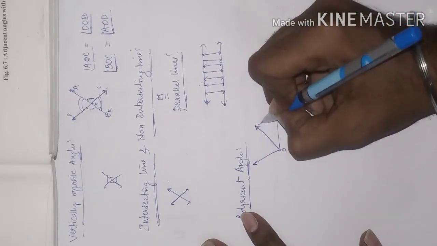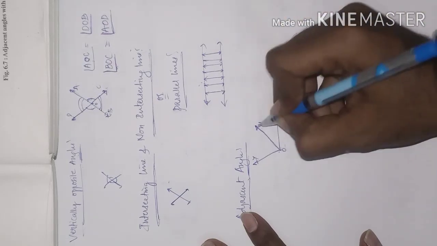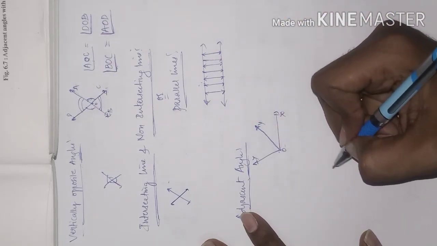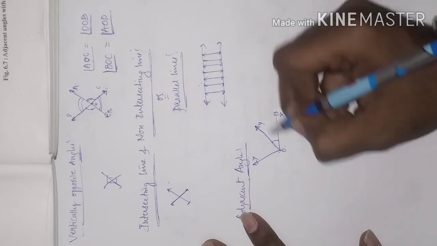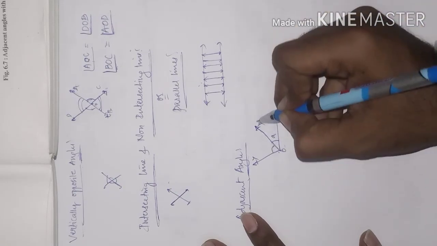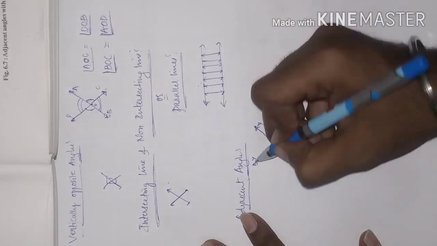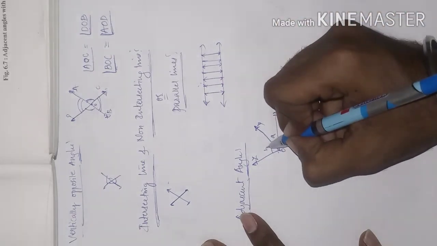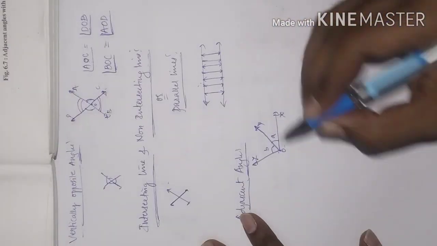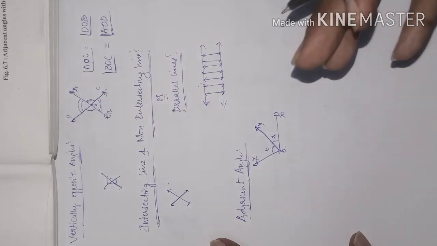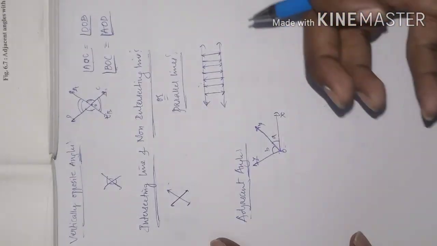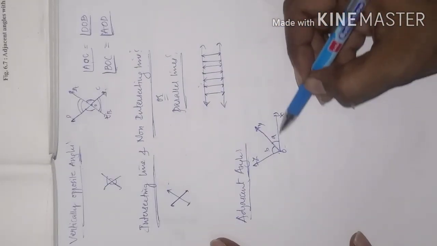O, X, Y and Z. OX, OY and OZ are the rays here. So angle XOY is equal to A, I will make it. Angle YOZ is equal to B, I will make it. Now you tell me, or else you can think about this, whether it is an adjacent angle or not.